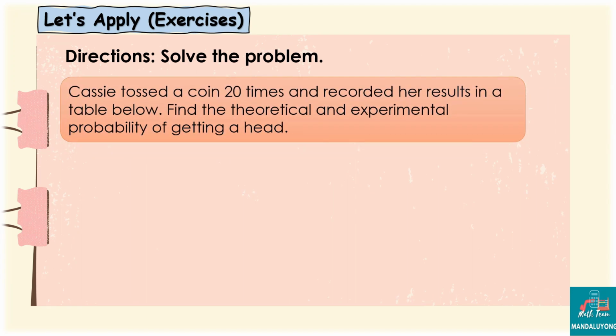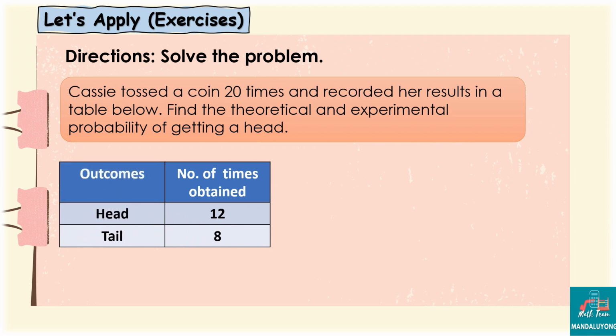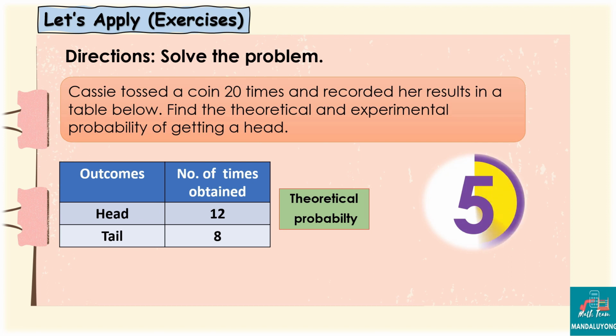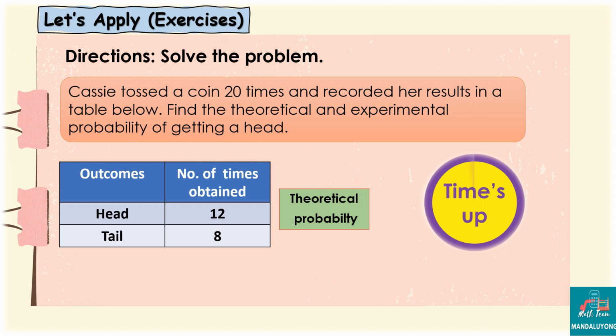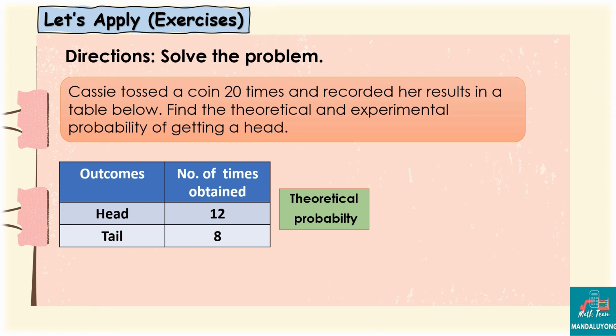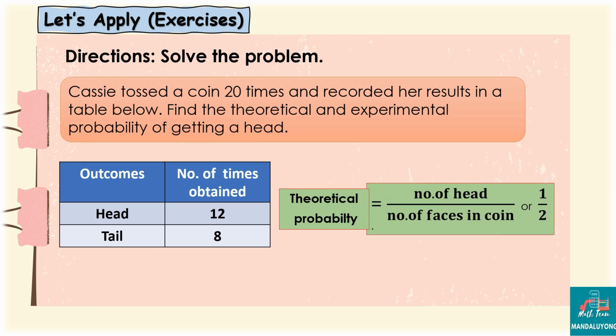Now, let us answer these exercises. Directions. Solve the problem. Cassie tossed a coin 20 times and recorded her results in a table below. Find the theoretical and experimental probability of getting a head. Let us first answer by using theoretical probability. Let us see what is the theoretical probability of the event.